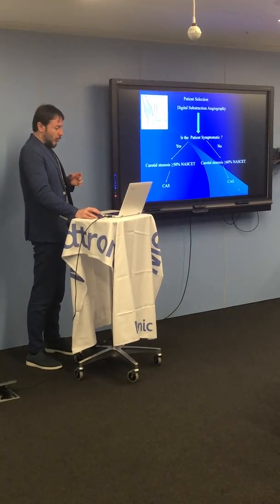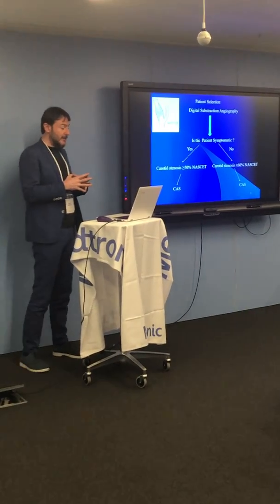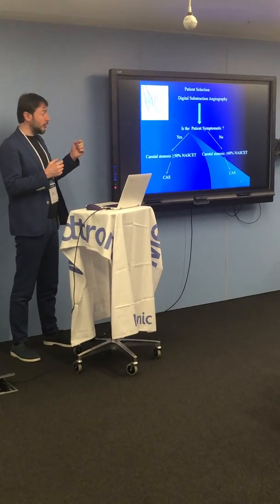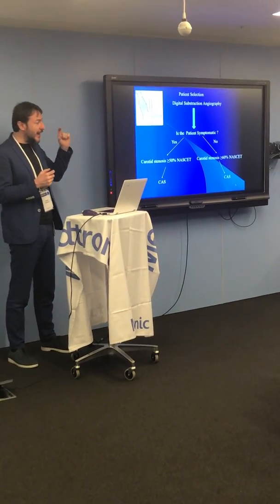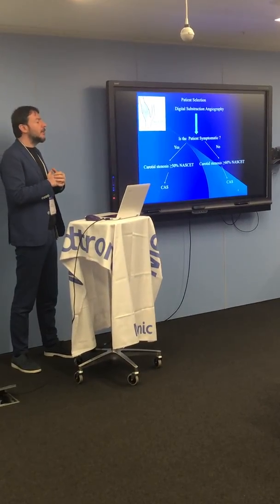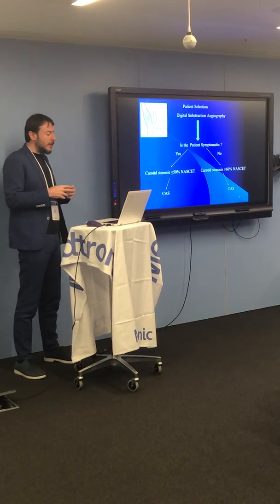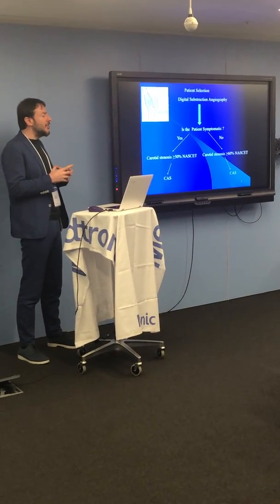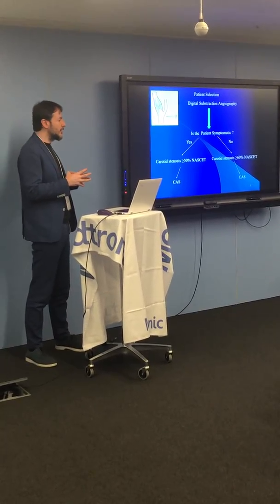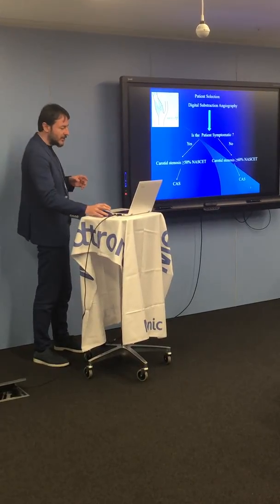So we are doing digital subtraction angiography, and is the patient symptomatic? Yes. Is the stenosis over 50% according to the NASCET criteria by digital subtraction angiography? Yes. Then the patient is indicated for carotid artery stenting. And if the patient is asymptomatic, then we need a threshold of over 60% according to the NASCET criteria to give the patient an indication for carotid artery stenting.